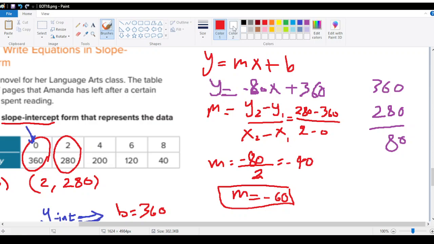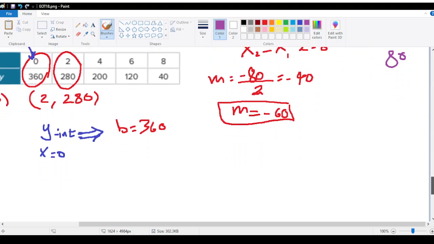80. So 80 divided by 2, how much? 80 divided by 2 is 40. So y equals minus 40x plus 360. Look, the y-intercept, the b, will not change. Understood, Shamsa? So we have to watch out when we are subtracting numbers.